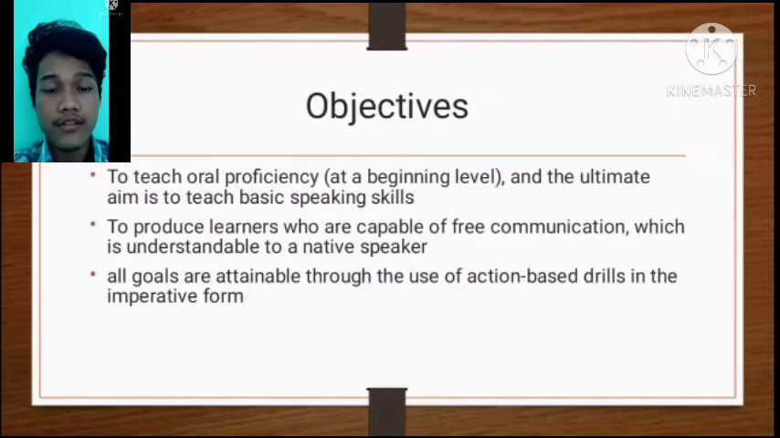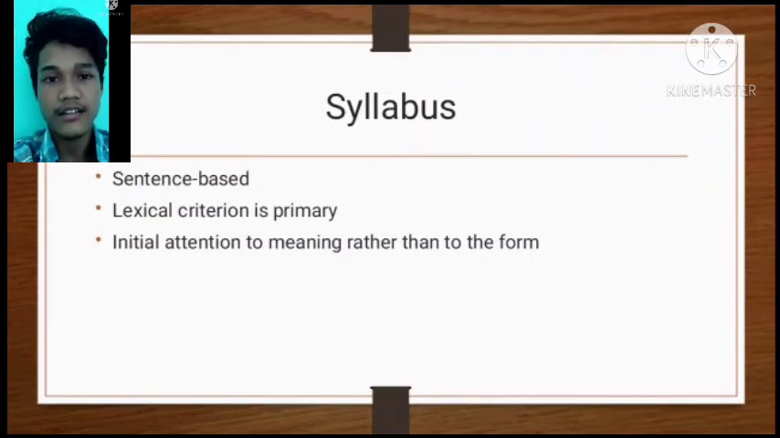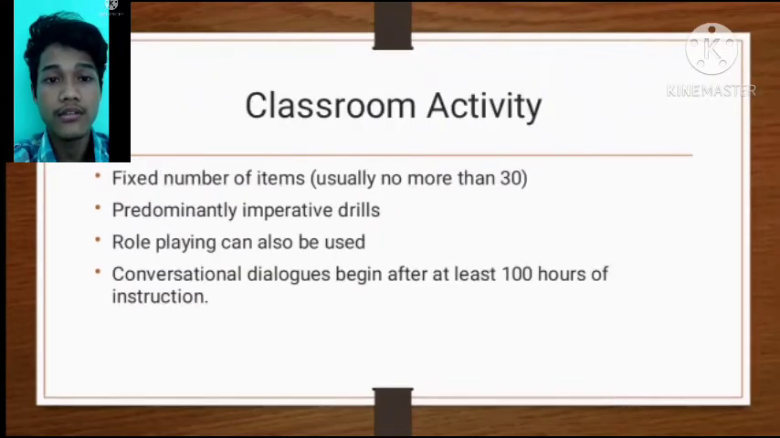Next, objectives. To teach oral proficiency at a beginning level, and the ultimate aim is to teach basic speaking skills. Next, to produce learners who are capable of free communication, which is understandable to a native speaker. Next, all goals are attainable through the use of action-based drills in the imperative form. Syllabus. Sentence-based lexical criterion is primary. Initial attention to meaning rather than to the form.